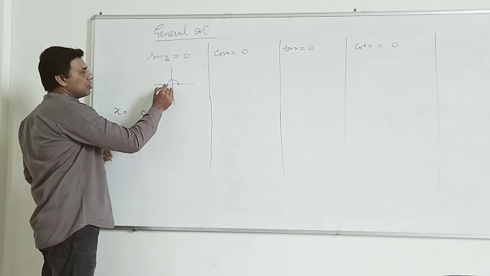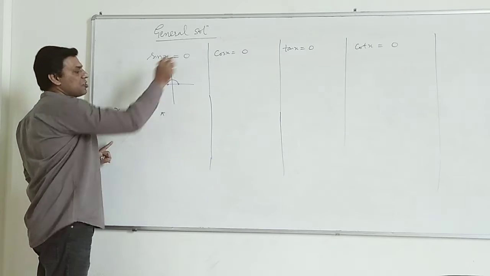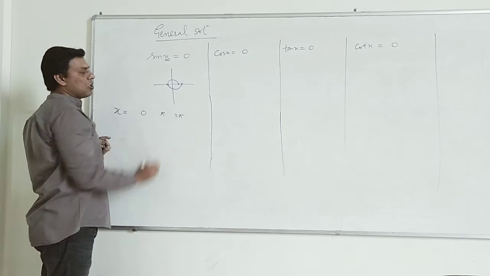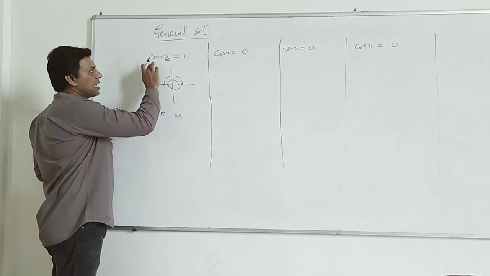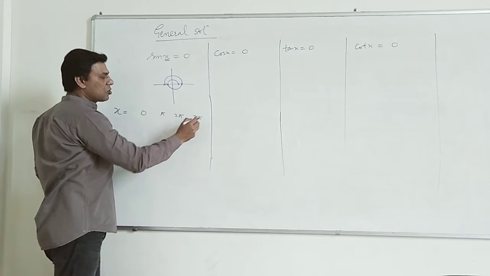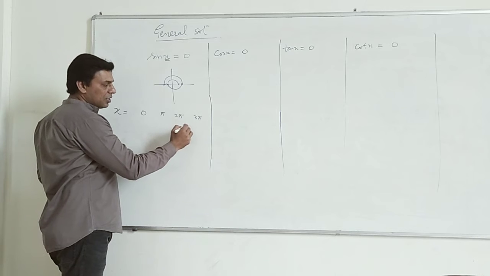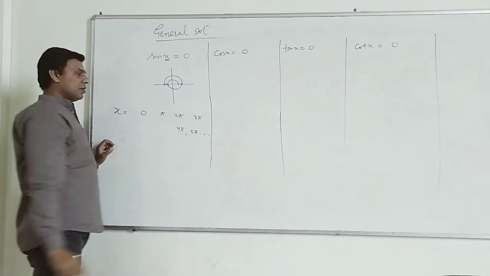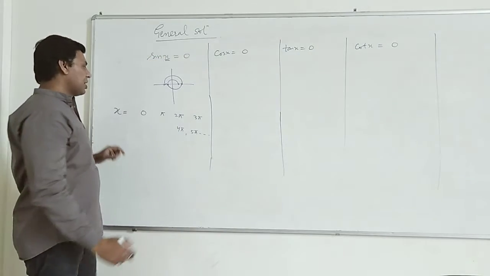Then sin pi is equal to 0. Then 2 pi is also a solution of this trigonometric equation. Then sin 3 pi is also 0, so 3 pi is also a solution. Similarly, 4 pi, 5 pi and so on. So these are the solutions of this trigonometric equation.